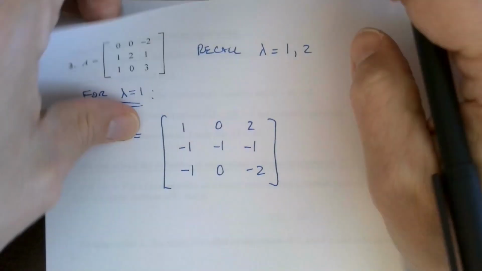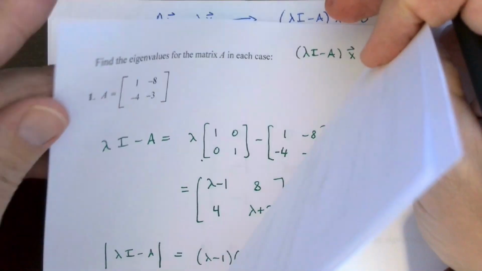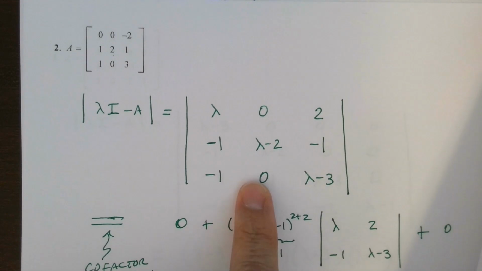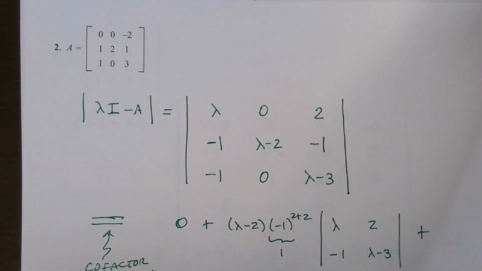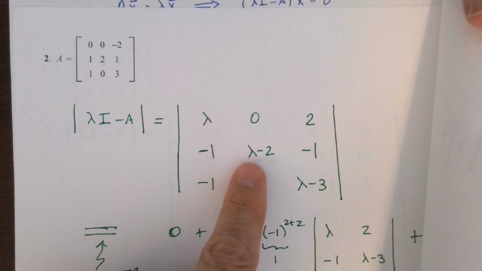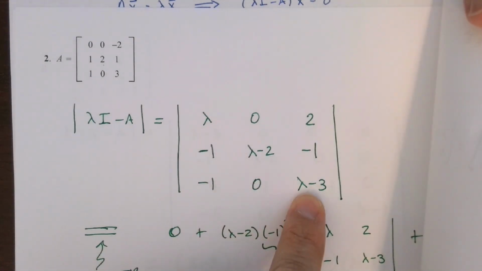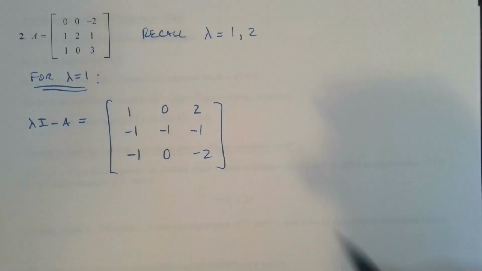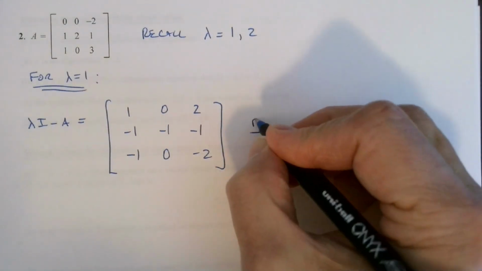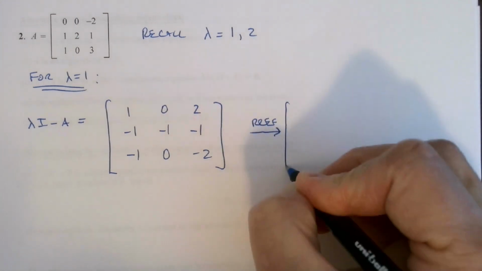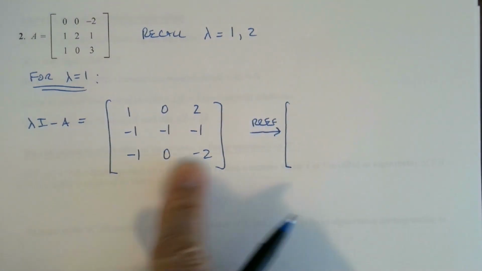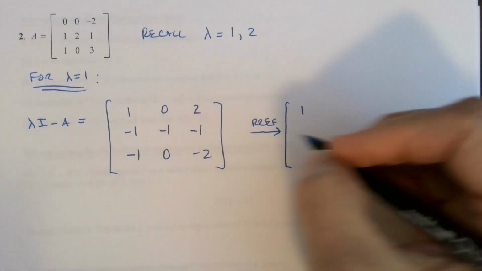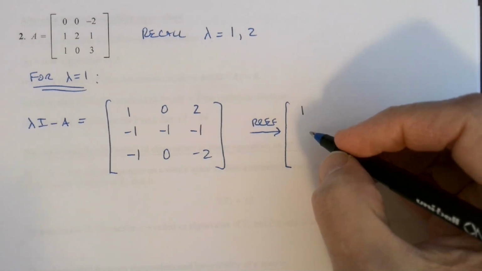Just to emphasize again, we'll go back and see where in the last video we found this lambda I minus A. Here it is. All I'm doing is replacing lambda with 1. Right, so 1 minus 2 is negative 1, 1 minus 3 is negative 2. So I'm getting those values there. All right, so now I'm going to put this in reduced echelon form. And you can actually use a calculator to do this. It's not real hard actually to get this in reduced echelon form in just a couple of row operations.